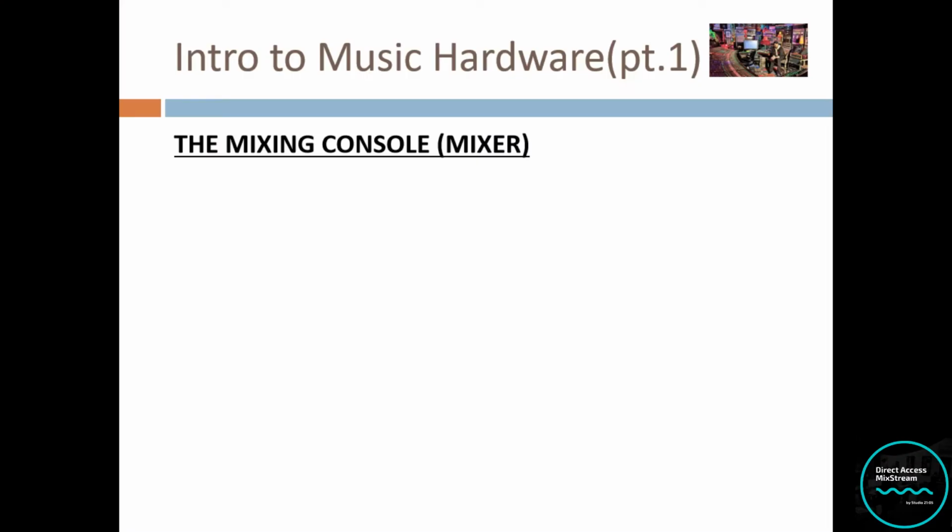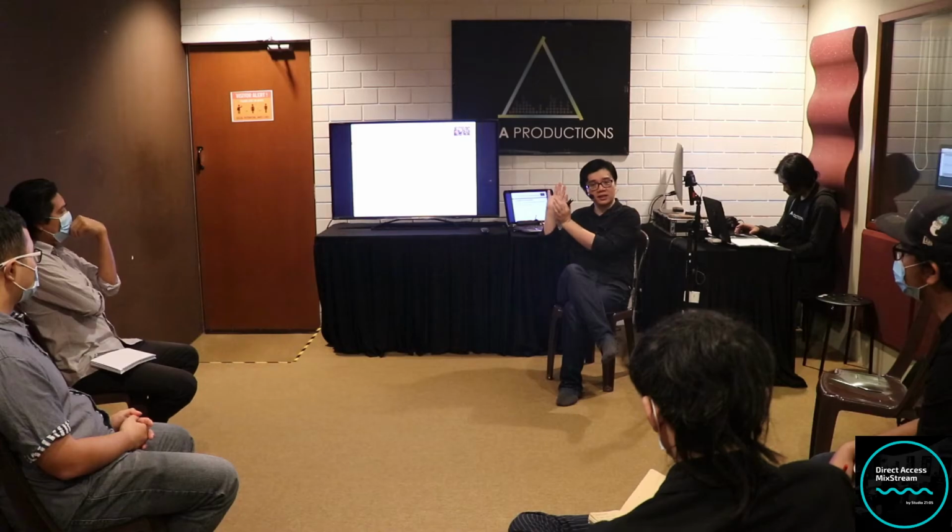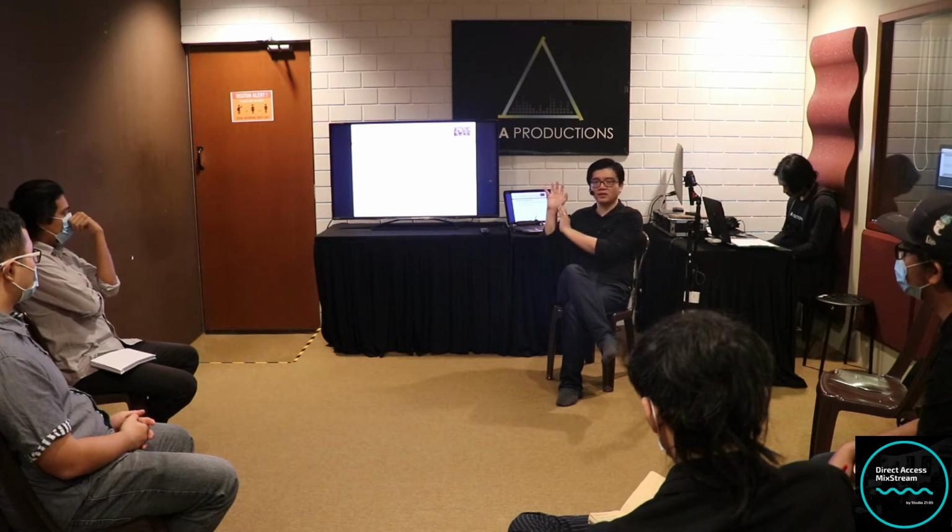Now let's talk about the mixer. There are 3 primary functions of a mixer in a sound system. Let's go quickly through them. Number 1, obviously, it's called a mixer, so we are mixing the various inputs together. Whatever the different inputs, we mix them together, we combine them, then we send them out to wherever. It could be a concert PA system, or you sending it into your DAW, whatsoever.